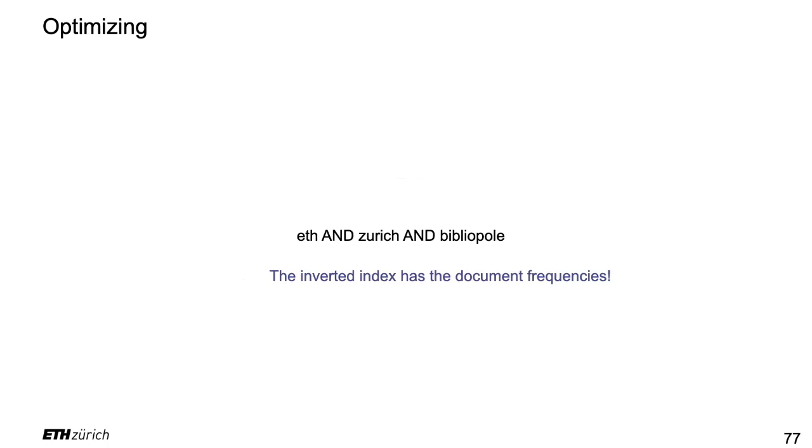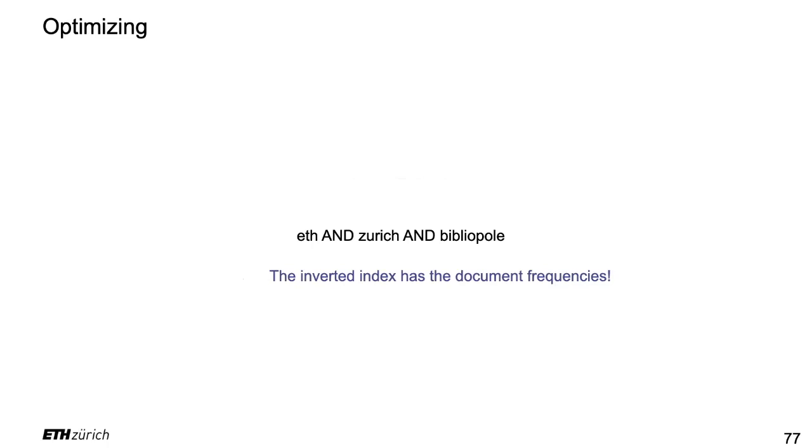Very good. Now we can optimize a little bit because intersection and union is the case where you have just one AND or just one OR. But in reality, that might be more complex. You might have ETH and Zurich and Bibliopol and so on, right? So there's good news for you because you need to figure out in what order you do that. It's associative, right? So you can do ETH and Zurich and then merge with Bibliopol, or you can start with Zurich and Bibliopol and then merge with ETH and so on.